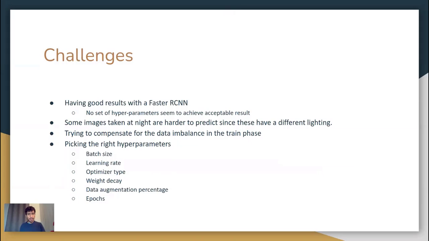Some of the challenges we had were just trying to find the right results, the right approach for the Faster RCNN. As I explained before, we also had issues with the images being at night, having different lighting. We also had to consider the issue with data imbalance within the train phase, where some classes had more data for training than other ones. And also just picking the right hyperparameters. We had about 6 hyperparameters that were hard to tune, to find the right value for each one of them.